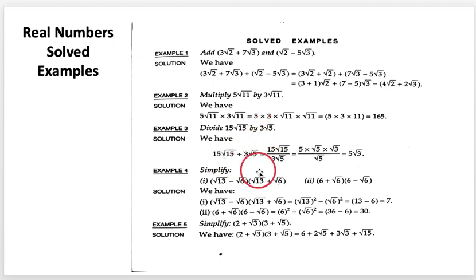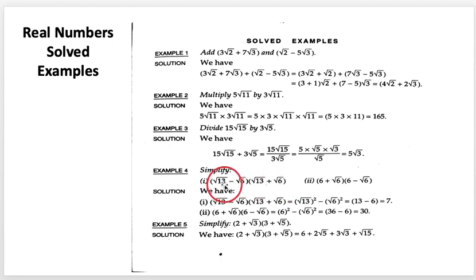Example 3: divide 15 root 15 by 3 root 5. So what is that? 15 root 15 by 3 root 5. We can write it this way: 15 can be written as root 5 into root 3, because 3 into 5 is 15. Now see, at the top root 5 is there, here also in the denominator root 5 is there. Cut root 5, so what is left? 5 root 3.